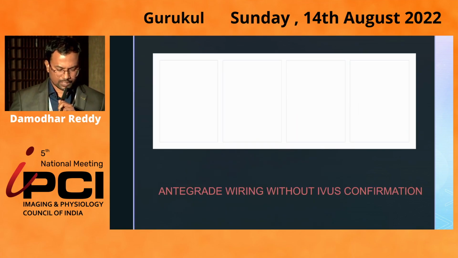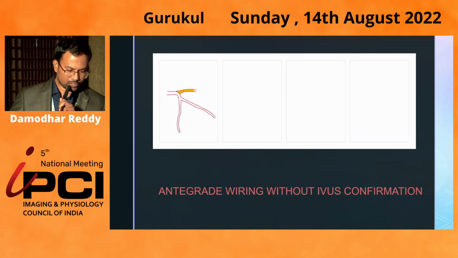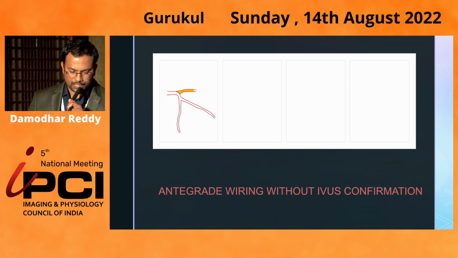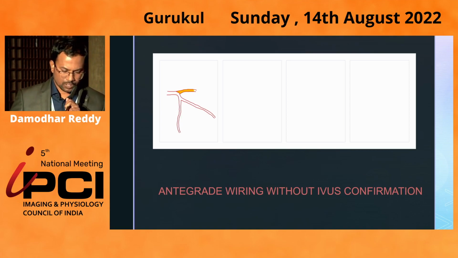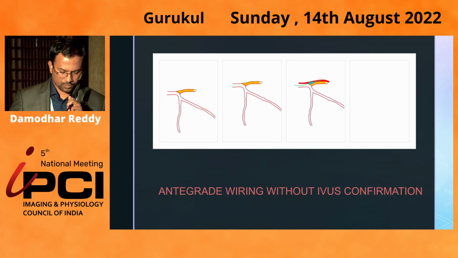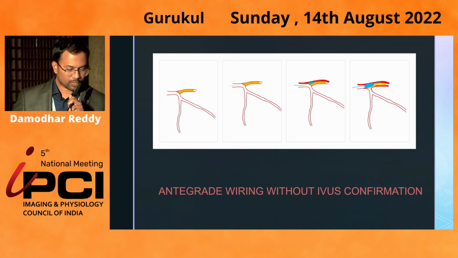And this was our wiring strategy. It's a normal cartoon showing the wiring strategy. So if we try this case with antegrade wiring without IVUS, what are the possibilities? If you wire the ostial proximal cap, and without doing IVUS you enter the LAD, possibly you can end up in a subintimal space, and you may cause an intramural hematoma, which can compromise the LCX ostium.